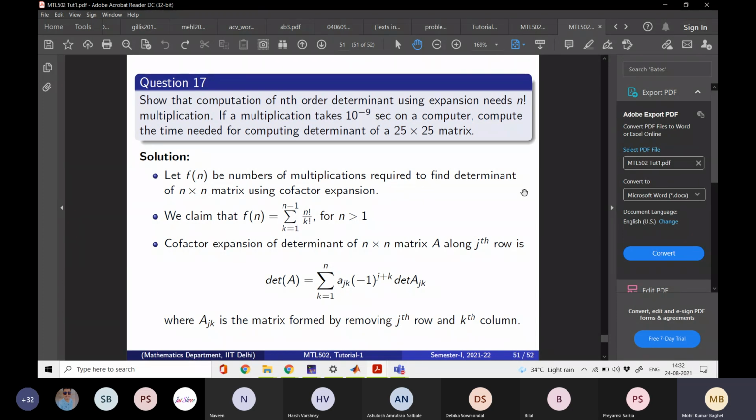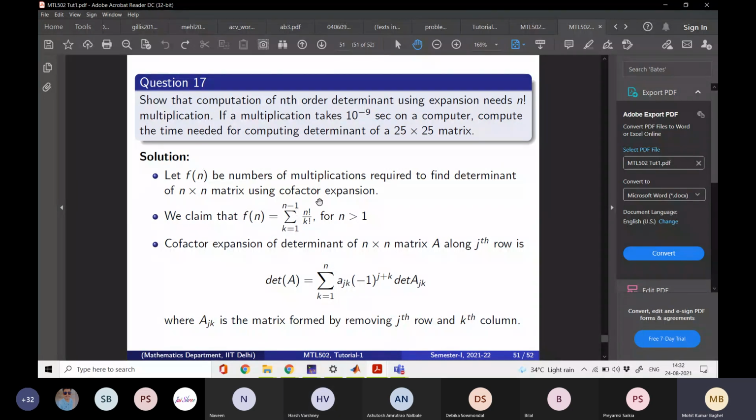So how will you take? Just fix one row, and for the corresponding entry you delete that row and column, and find the determinant of the remaining matrix, which is of size n minus 1 by n minus 1. And then again for this you need to make at least n minus 1 factorial multiplications for the remaining matrix. So in that way you can answer.